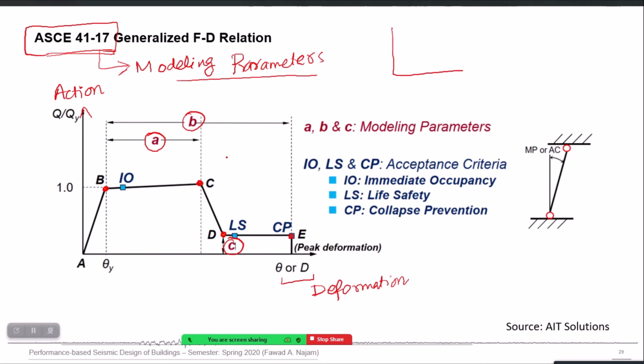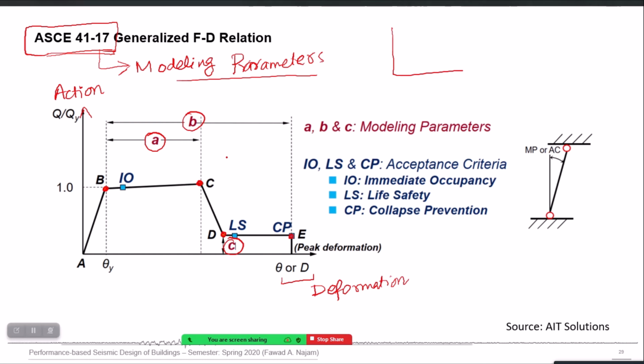So based on the material properties, the cross section size, and the amount of reinforcement and everything, in the detailed table from ASCE 41, I can pick my A, B, and C values. C is actually how much residual strength is left once the ultimate point is crossed already. So this corresponds to the strength loss.